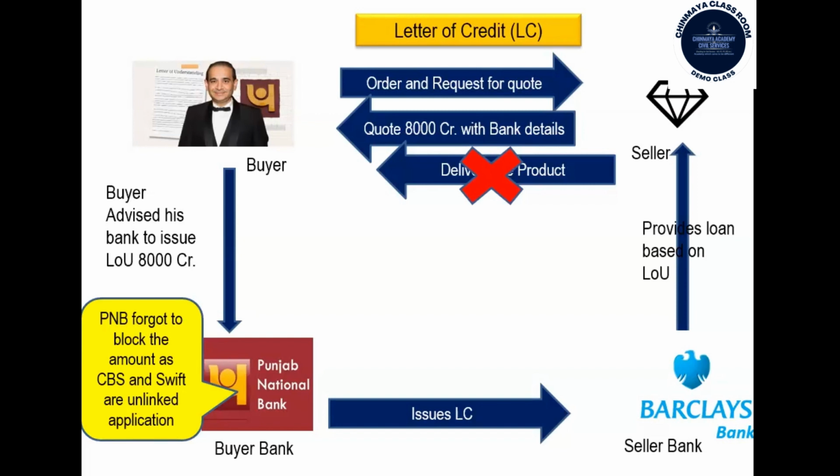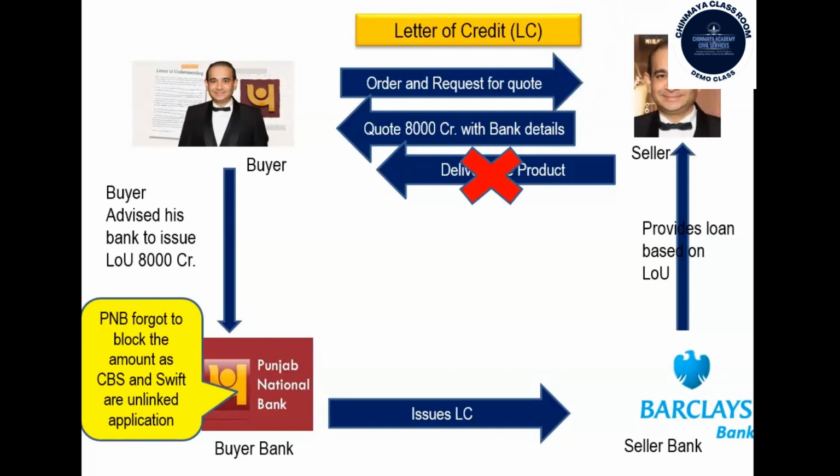Then they ran to that buyer. The buyer is also missing. You got it? The buyer is Nirav Modi. Seller is also Nirav Modi. So he took 8,000 crores and he went to UK. Now you understood how this Nirav Modi scam happened.